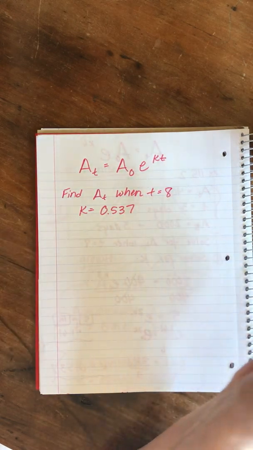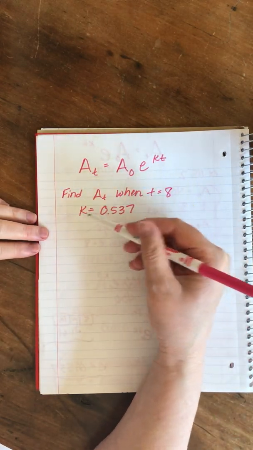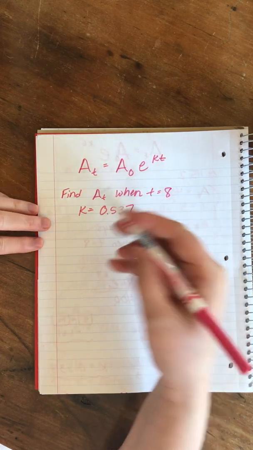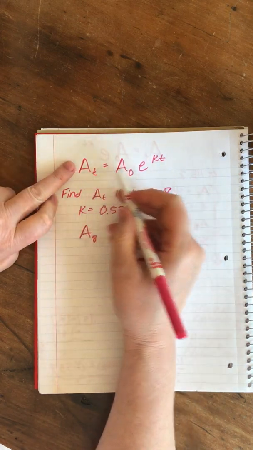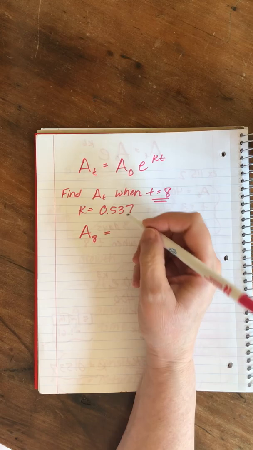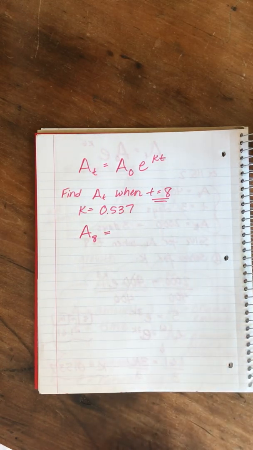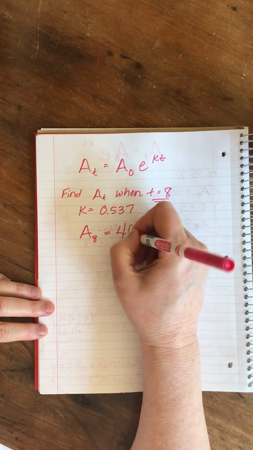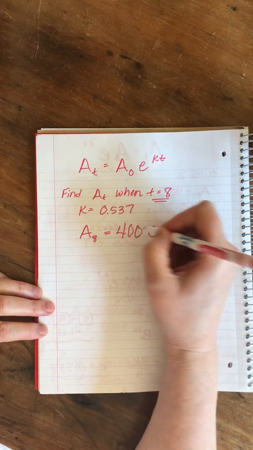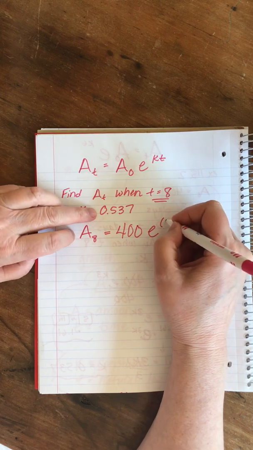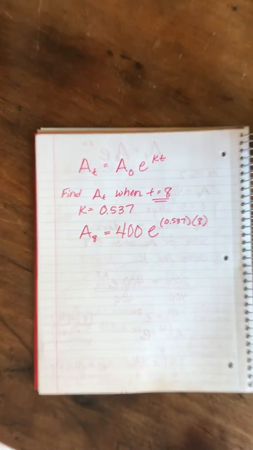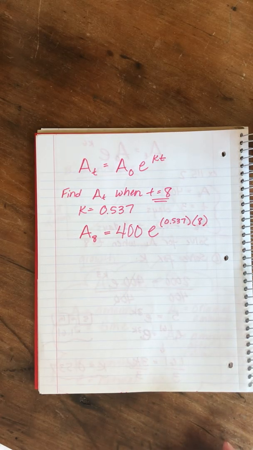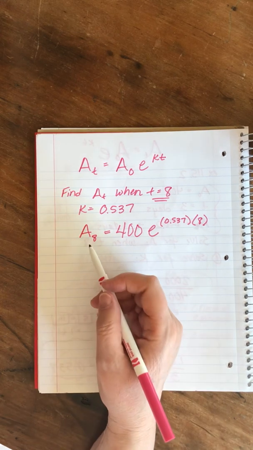Okay, now we're at step 2. We don't need the other data because we used that data to solve for our constant. So now we can say A of 8, because that's what we're looking for. I'm taking this equation and writing in, equals our original amount. I'm looking in the book. The original amount was 400. We had that written on the previous page. Times e to the k, 0.537, times 8, which is t. Aha! Okay. So, now what we want to do is solve this.